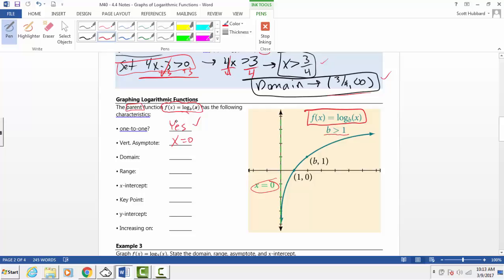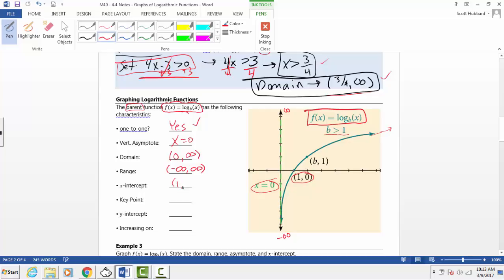And the domain, again, for all logs, as long as they're not shifted, is the inside has to be bigger than 0. So in this case, it would just be 0 to infinity. Okay. The range is always going to be negative infinity to infinity. As you can see from the graph, it goes down to negative infinity, and it also goes up. This is increasing forever and ever. It does go up, up, and up. Okay. The x-intercept is always going to be at this point. It's going to be at 1, 0.